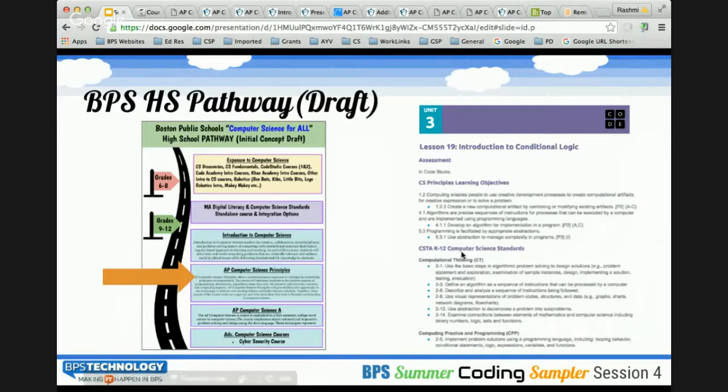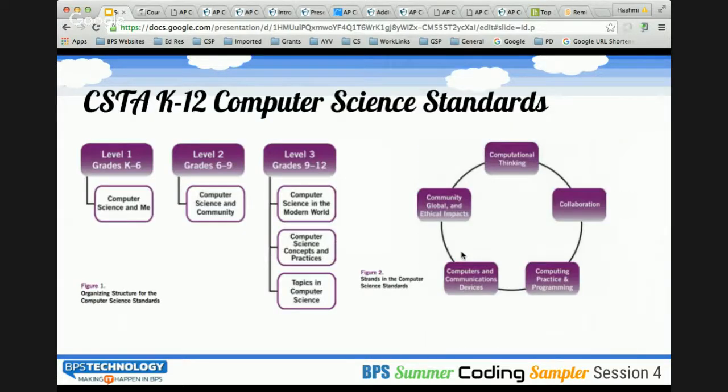These are part of the CSTA K-12 computer science standards. The CSTA K-12 computer science standards came into being around 2008. There are 5 principal components to it. Computational thinking, these are the strands, and our MADLCS standards are also inspired. I like to use the word inspired. They're inspired by the CSTA K-12 standards.